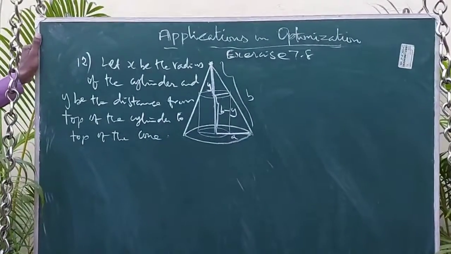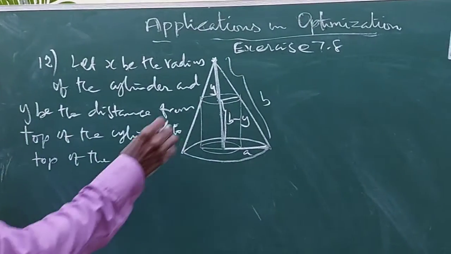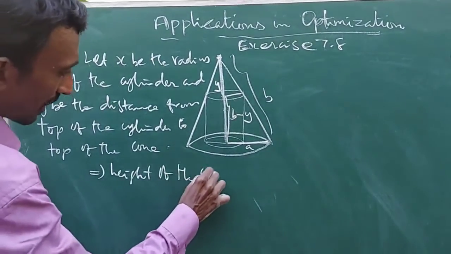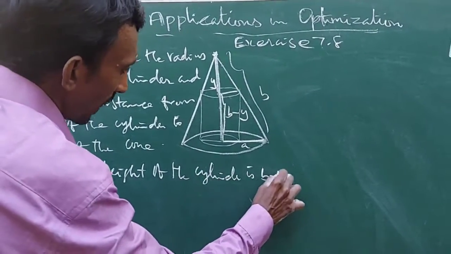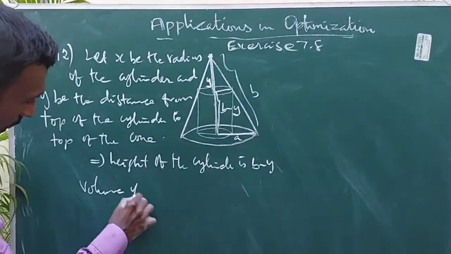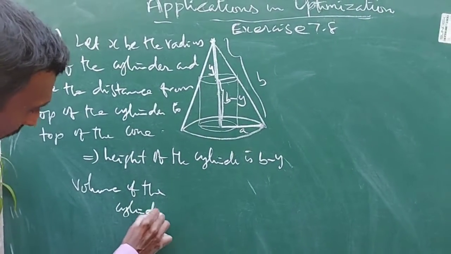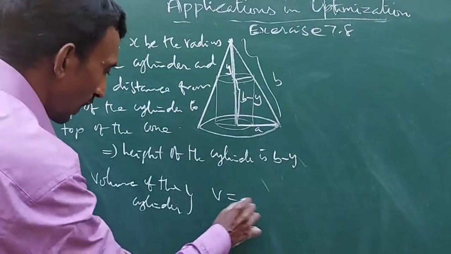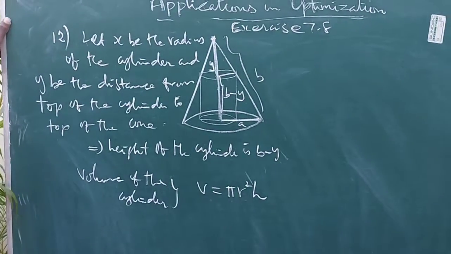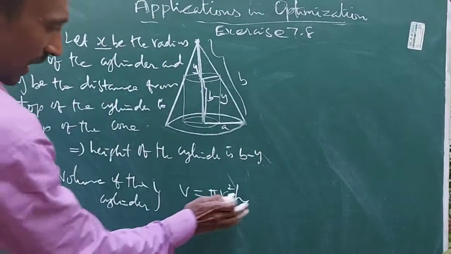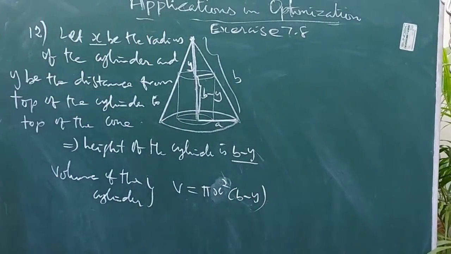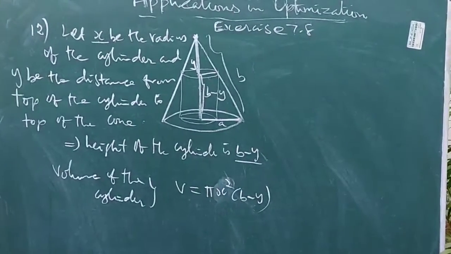Listen, my dear student, take it thus: the height of the cylinder is b minus y. So take note of it. Again, we know the volume of the cylinder. My dear student, just recall the formula. V equals pi r square h. Volume of the cylinder is pi r square h. Here we are taking radius as x, so pi x square h, where height is b minus y. Already told you, we have to make it a single variable function.